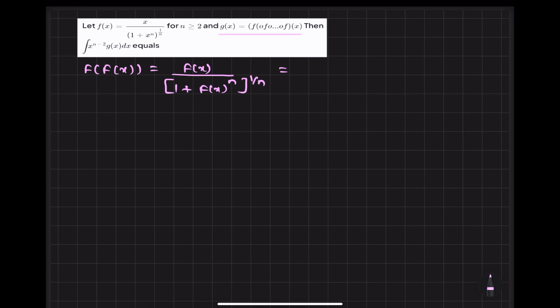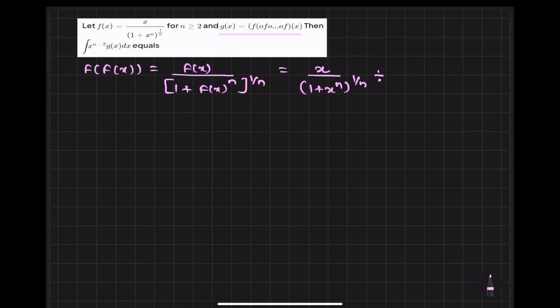Now let's do a few more simplifications. So who is f of x? f of x is x by (1 plus x power n) to the power 1 by n. And whenever you have something by something to simplify, always go with this symbolic representation. In this case, you exactly know which one is in the numerator and which one is in the denominator, so you can simplify very easily.